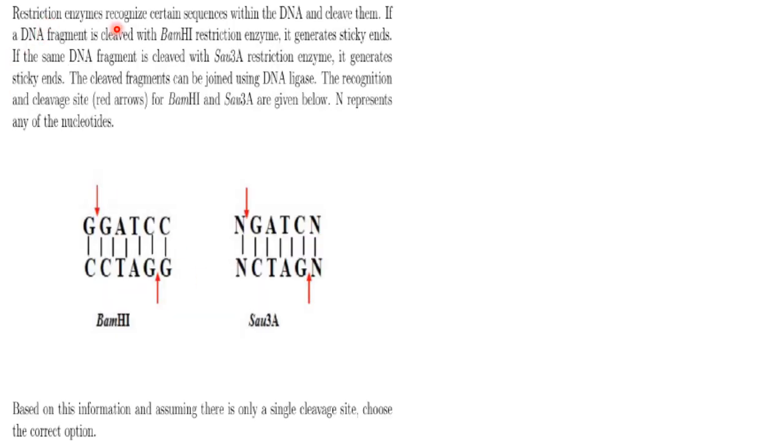Then next one. Restriction enzyme recognize certain sequences within the DNA and cleave them. If a DNA fragment is cleaved with BamHI restriction enzyme, it generates sticky ends. If the same DNA fragment is cleaved with Sau3A restriction enzyme, it generates sticky ends. The cleaved fragments can be joined using DNA ligase. The recognition and cleavage site for BamHI and Sau3A are given below. N represent any of the nucleotides. So this is for BamHI cleavage site and this is Sau3A cleavage site. So based on this information and assuming there is only a single cleavage site, choose the correct option.